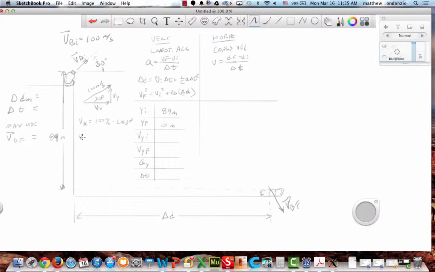Okay. Vy is equal to what? 100 meters per second times what? Sine 30. So what's my Vy? Sine 30 is what? 1/2. So it's positive 50 meters per second. What's my final velocity vertically? Do I know it? Don't know it. We're initially laying out the facts. You have to calculate it later.